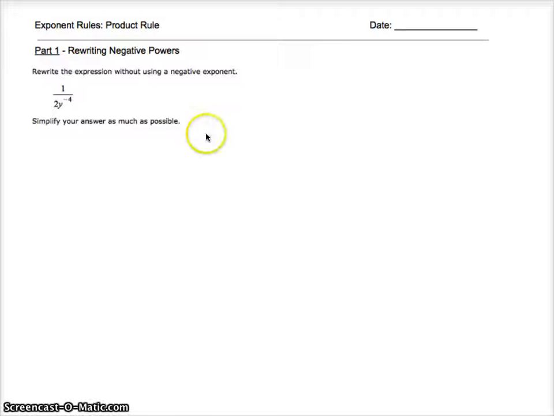Hello, welcome to the video series for exponent rules. In the first series of 3 parts, we're going to learn the product rule, and in part 1 we're going to look at rewriting negative powers. It says rewrite the expression without using a negative exponent.